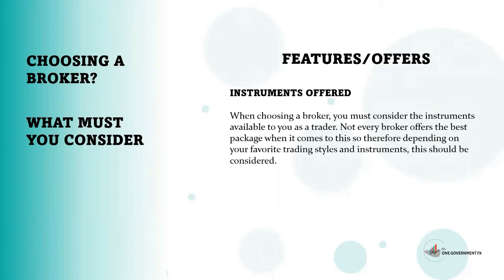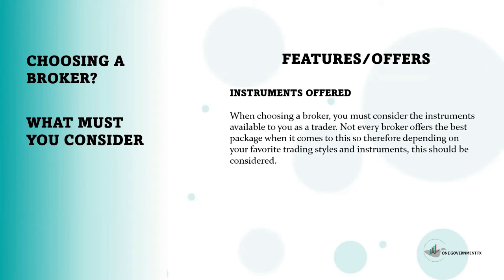Another thing to consider is the instruments offered. What this means is, when choosing a broker, you must consider the instruments available to you as a trader. Not every broker offers the best package when it comes to this. So depending on your favorite trading style and instruments, this should be considered. As a trader, you have certain pairs or certain commodities or CFDs that you prefer to trade.